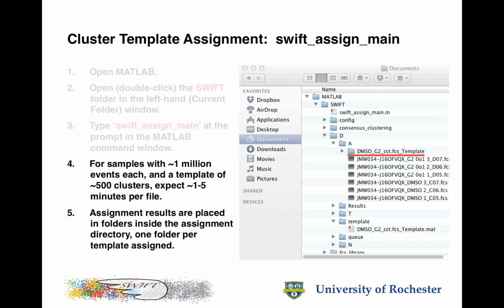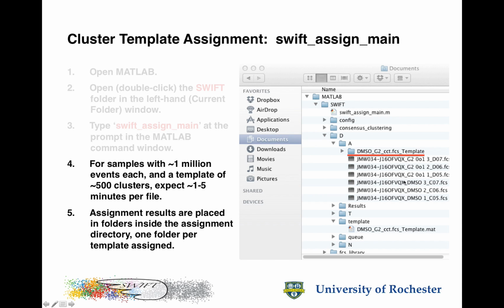For samples with about 1 million events each, and assuming that we have a template of about 500 clusters and maybe 15 dimensions, then you might expect about 1 to 5 minutes processing time per file. So this process is much faster than the original Swift clustering because it simply represents the last stage of the normal clustering run, the assignment of cells to a template that has already been generated.